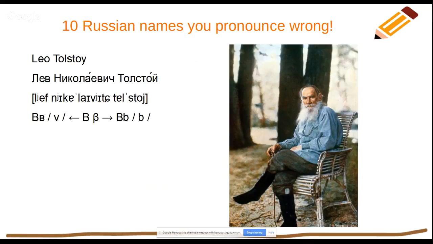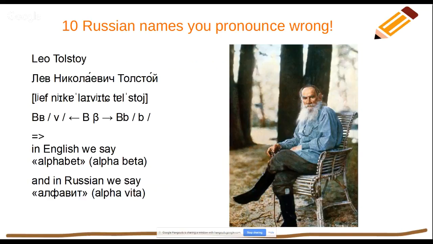As I told you, Russian alphabet is based on the Byzantine Greek alphabet, yeah? And this letter beta in Byzantine Greek was pronounced as vita, and that's why in Russian alphabet it's pronounced as V, and in Latin it's pronounced as B, yeah? So, and that's why in English we say alphabet, alpha, beta, yeah? And in Russian we say алфавит, alpha, vita.